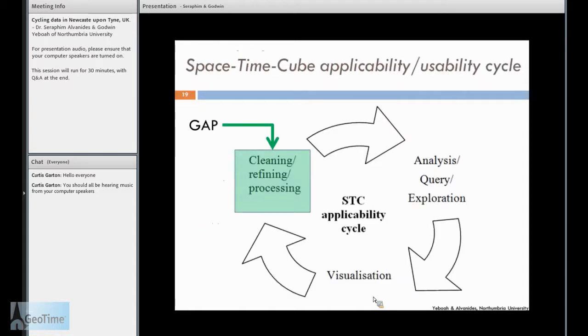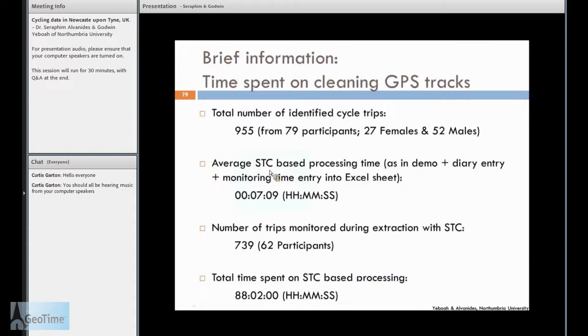Assuming space-time cube applicability entails these three stages to realize its full potential usability cycle, then it is fair to argue that the shown cleaning approach fills a gap and completes the cycle. That's what I'm trying to argue here. The average time spent on cleaning the GPS tracks using this approach is about 7 minutes. At this stage, I will invite Seraphim to continue from here, and I'll come in later at the end.